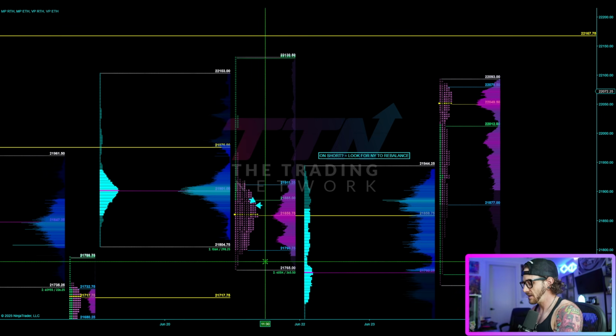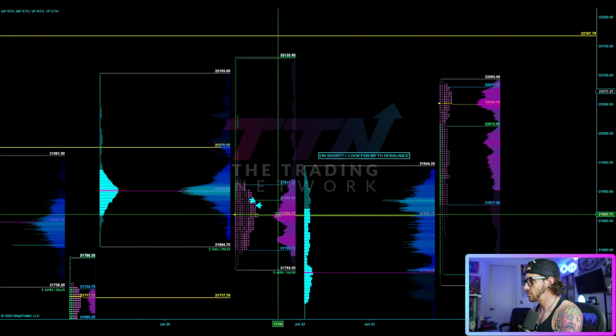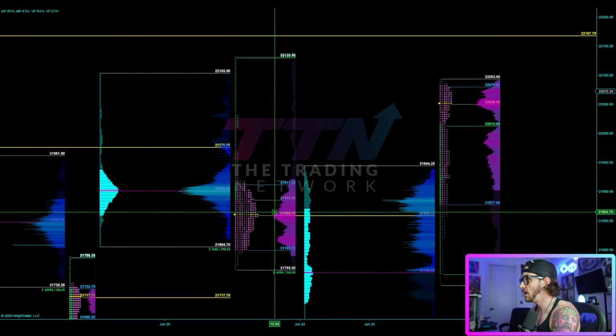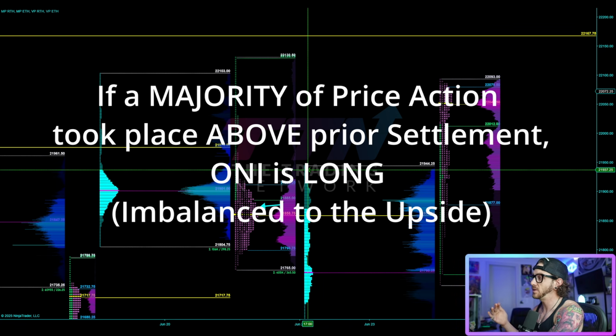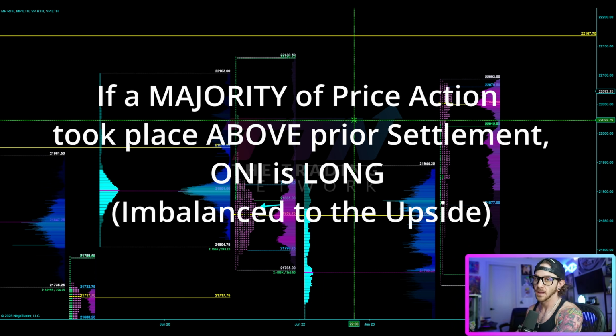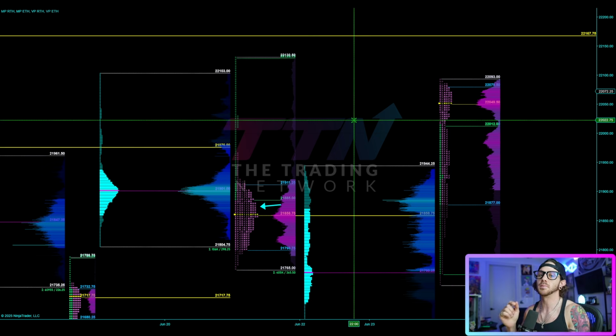So let's say that the overnight inventory was long and price spent most of its time above the closing price, right? That would mean that there's a higher probability for the New York session to fade that long overnight inventory and rebalance to the downside, okay? So this is just one simple way that you can create your trade plan.